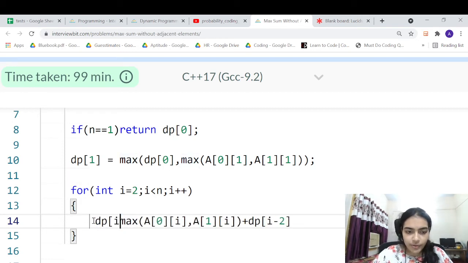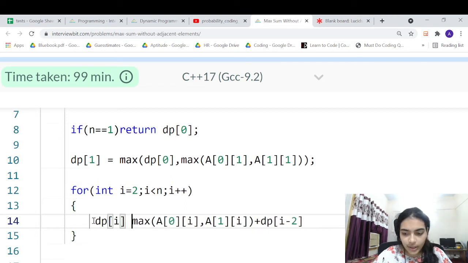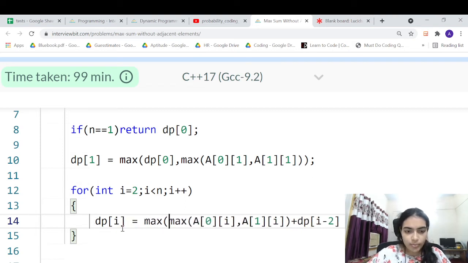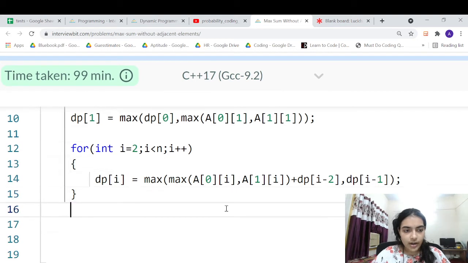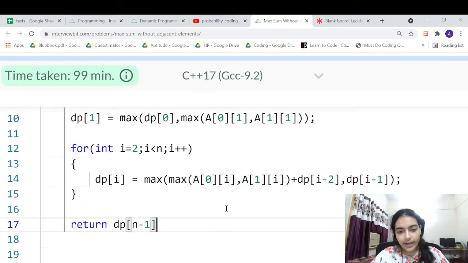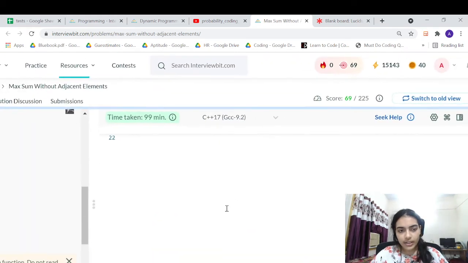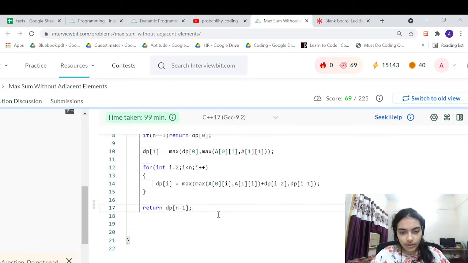So dp of i will be equal to this: max of this, comma, you can either take dp of i minus 1. Now in the last case, you can return dp of n minus 1. So you can do that.